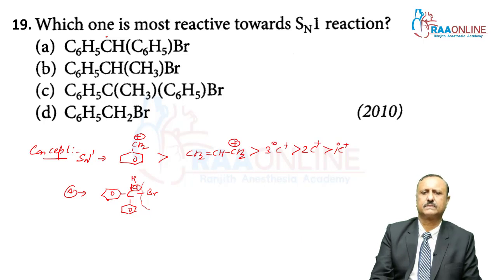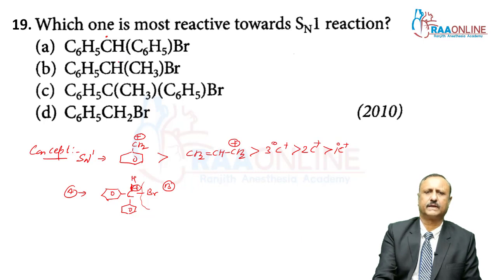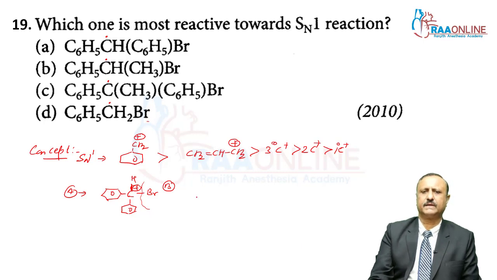Here my dear students, when you see the B option, you see this carbon atom, all groups are attached. Here only on this carbon atom Br is attached. Now in B option we can see this is a Br. Here you can see this benzene group, and here you can see this CH3 group is attached.